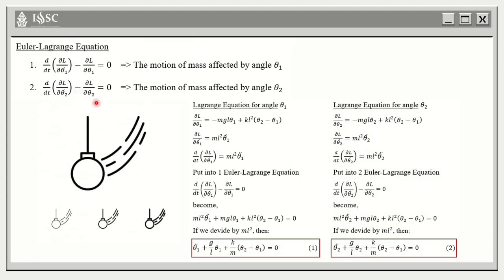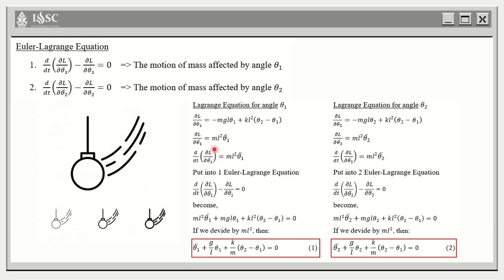Okay, after we have the Lagrangian, the next step is we need to determine the Euler-Lagrange equation. In this system, there are two Euler-Lagrange equations: the first is for the motion of the mass affected by theta 1, and this is the motion of the mass affected by the angle theta 2. So first we just need to differentiate the Lagrangian with respect to theta 1 to have this value. And if we differentiate the Lagrangian with respect to theta 1 dot, we have this value, and the rest of the variables become 0.